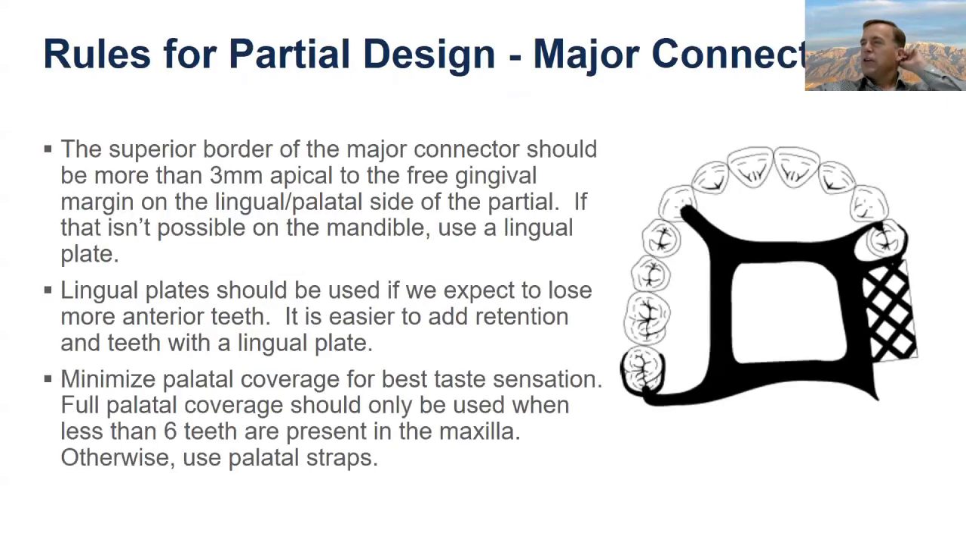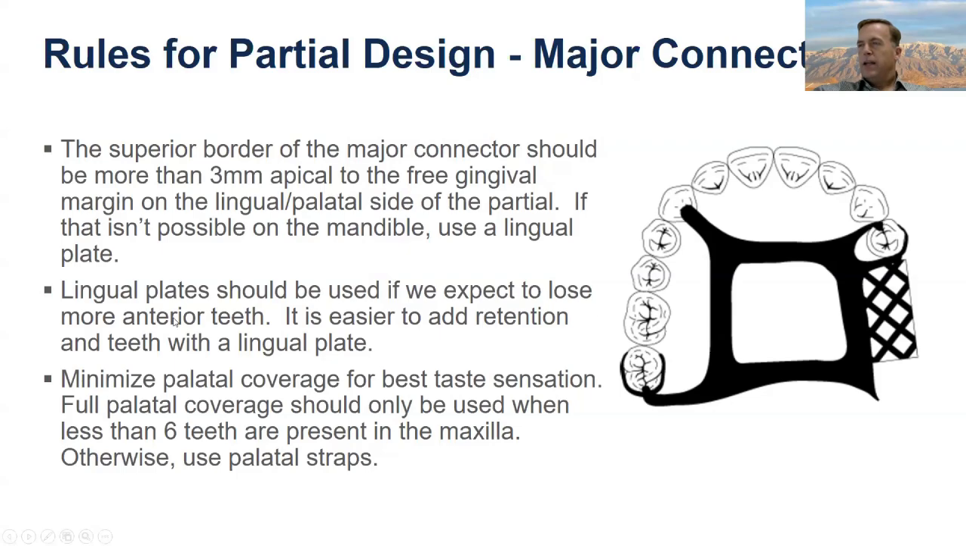So let's start with our major connector. We don't want our major connector on the areas of the tissue that are right around our teeth. So we either want to be 3 millimeters apical, like this, or we want to do a plate. We don't want to put our partial right on the free gingival margin, because we don't want to beat up that tissue if we can avoid it.